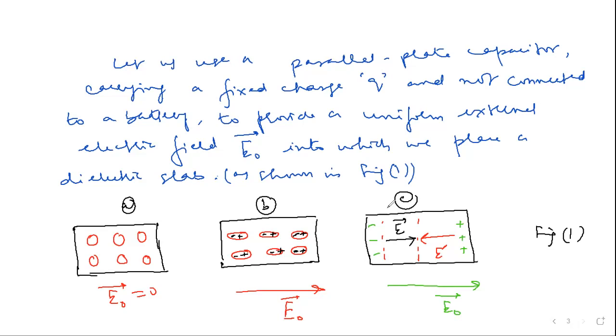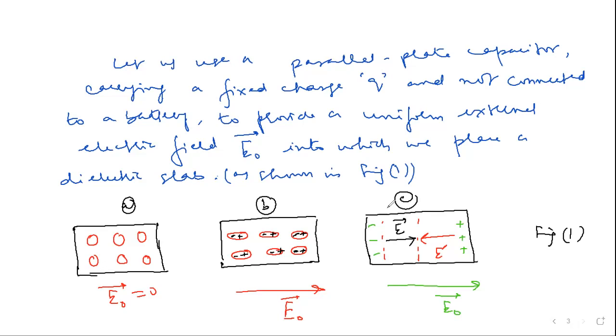In part B, an external electric field E0 separates the positive and negative charges of the atoms. But an element of volume in the interior of the slab contains no net charge, but there is a net induced surface charge on the slab, negative on the left side and positive on the right side.